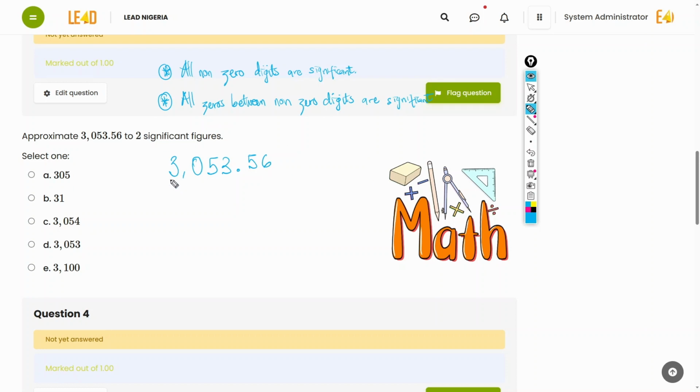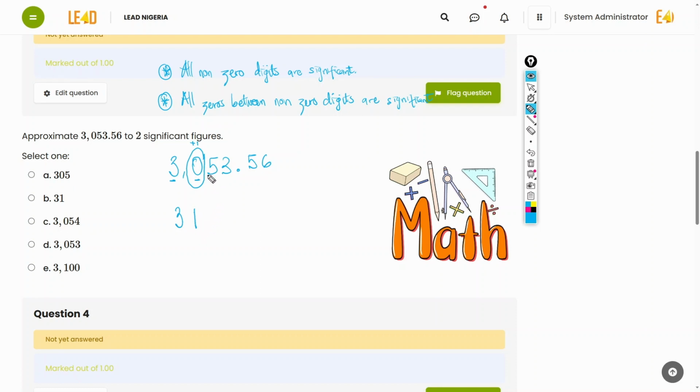So that means that in this, 3 is significant, yes. This 0 is also significant because it's between non-zero digits. So that means that this is our second significant figure. So we are going to be rounding here. Of course, you test the digit to the right. So you test 5. Is 5 a strong or a weak number? 5 is a strong number, so it's going to be +1 because 5 is strong. We do +1 so that we can have 31.